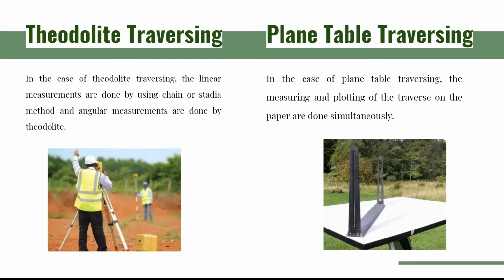In the case of plane table traversing, the measuring and plotting of the traverse on the paper are done simultaneously. The plane table equipment is set up at every traverse station one by one in a clockwise or anti-clockwise direction. The sides of each traverse station are drawn on paper to a suitable scale. If there is any closing error, graphical methods are used for its adjustment.